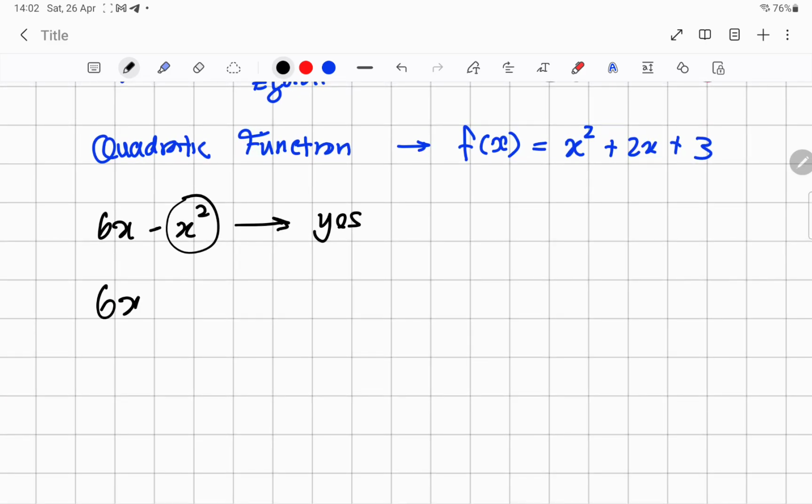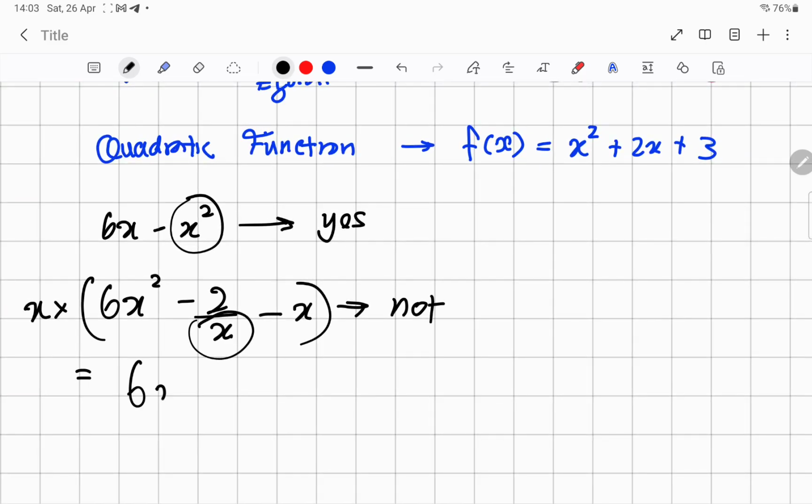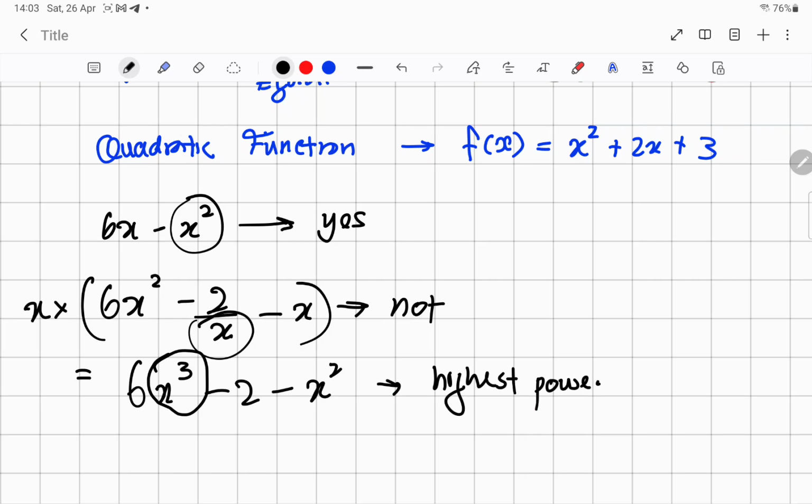How about 6x squared minus 2 over x minus x? This is not a quadratic equation because when you want to eliminate this x, you will multiply the whole thing with x. So you get 6x cubed minus 2 minus x squared. So you see, this is x cubed, so the highest power here is 3. So this is not a quadratic equation.